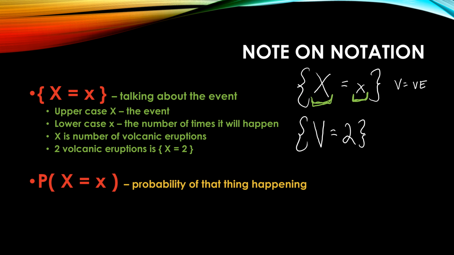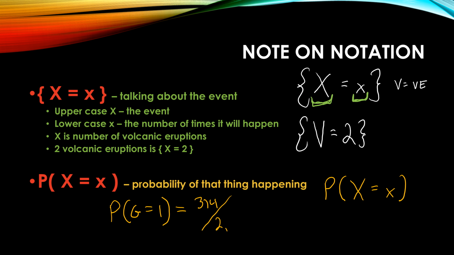The other notation that we use is P, and then parentheses, capital X equals lowercase x, close parentheses. This is the probability of that event happening. Not just the event that we're talking about, but the probability of it happening. So if we think back to the example from the previous slide about the students in that school, we want to know the probability that the grade that they're selected is, because we called it G, equals 1: P(G = 1). We would calculate that by 314, or the number of students in the first grade, divided by the total number of students. So remember, this notation can be a little fuzzy sometimes, but if you've got the curly braces, we're talking about the event. And if you've got the P and the parentheses, we're talking about the probability of the event inside the parentheses.